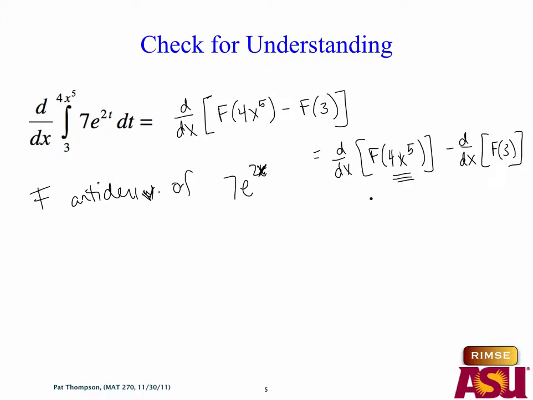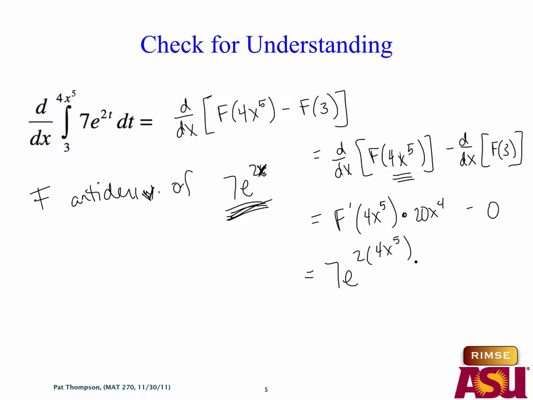So when I take the derivative of this thing, yes, I have to apply the chain rule. So it's going to be F prime of 4x to the 5th times 20x to the 4th minus 0, right? And then remember that we did know, right? So F was an antiderivative of this function. So F prime is this function, right? So this will be 7e to the 2, but instead of an x, I'm keeping in this thing, 4x to the 5th, times 20x to the 4th.